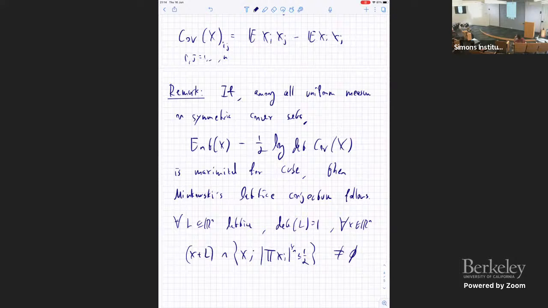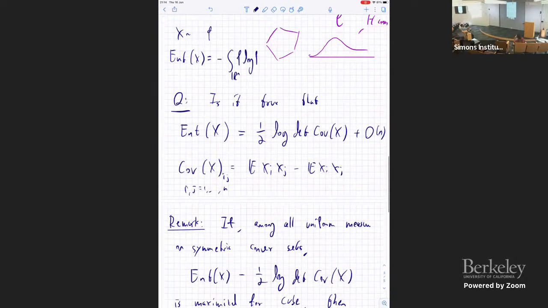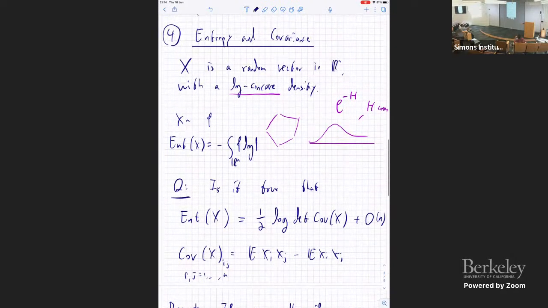Is this case 4 like a restatement, at least for uniform measures on convex bodies, of the isotropic constant conjecture? Is this the same thing? Yes. Okay, so that really is fully equivalent, up to a constant factor, to this Bourgain slicing problem and all of the others.